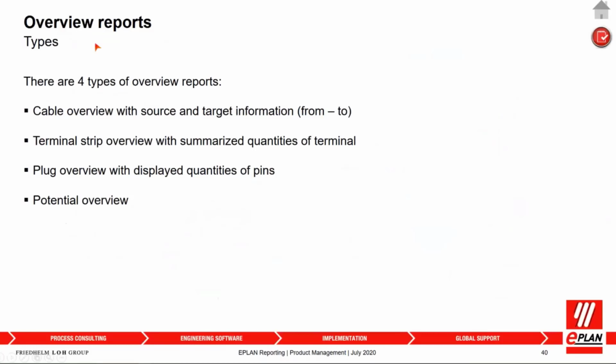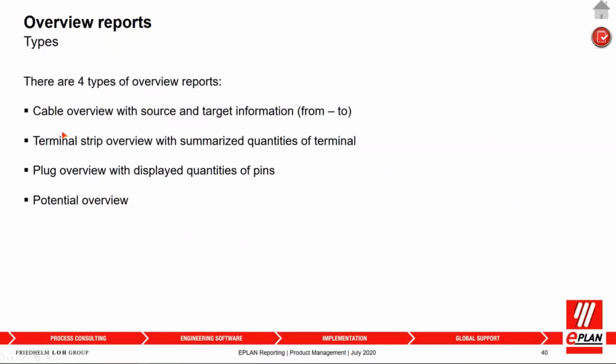Overview reports. Overview reports are really useful to list a general view of certain devices, such as cable, terminal strips, plugs, and potentials in this case. Terminal strips, you can view the terminal strip and how many terminals it has, how many ground terminals, how many end terminals, but it doesn't detail each individual terminal in that strip.